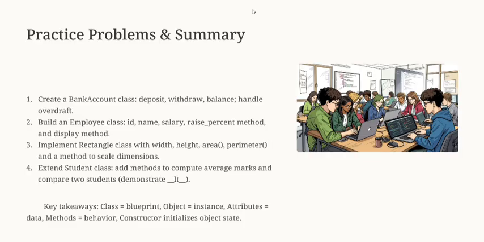In the second problem, we have to create an employee class. It contains employee details like ID, name, salary. The raise percent method increases the salary by a given percentage, and the display method shows employee details. This demonstrates how attributes and methods work together in a class. So, do this question too.